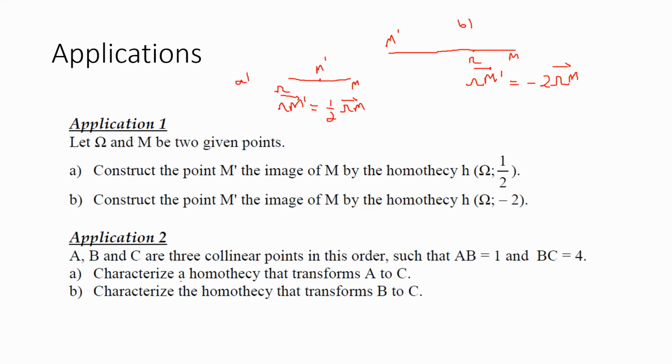Okay. Second application. A, B, and C are three collinear points in this order. AB equals 1, AC is 4 and BC is 4. So AB is 1 and BC is equal to 4. Characterize a homothety that transforms A onto C. Show me what is meant by characterize a homothety that transforms A onto C.